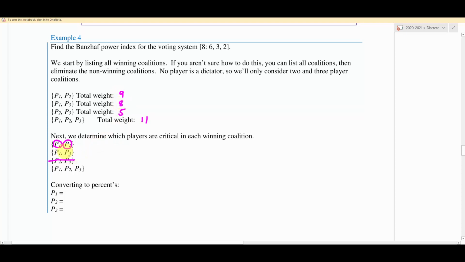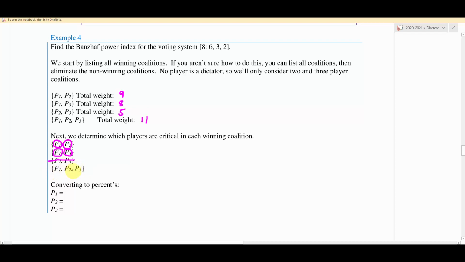All right, so let's say player 3 gets upset. Player 3 had 2 votes. So we would go from 8 votes down to 6, which is not enough to reach quota. So player 3 is critical. You need player 3 in that coalition for it to be successful. And if player 3 is needed, then so is player 1, because player 1 had more votes. So I'm going to circle both of them. So they were both critical. This was not a winning coalition, so I'm not going to worry about it.